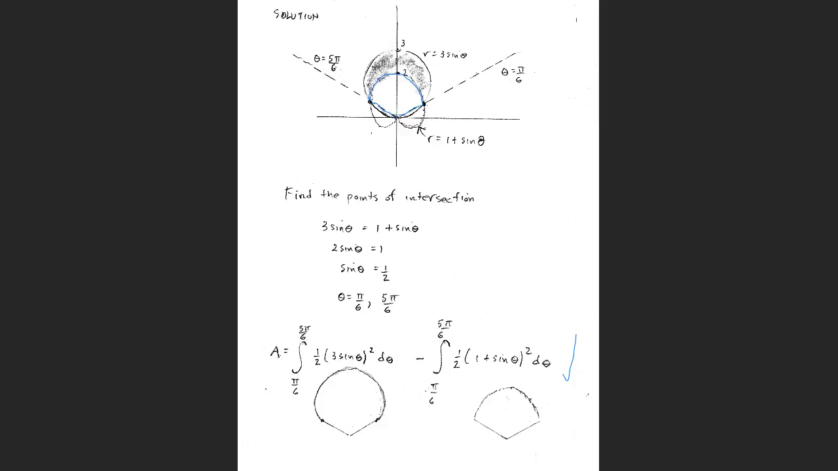It goes without saying, 1 plus sine of theta, that quantity squared would be 1 plus sine of theta times 1 plus the sine of theta. And so when we FOIL that out, we'll get 1 plus 2 times the sine of theta plus the sine squared of theta.